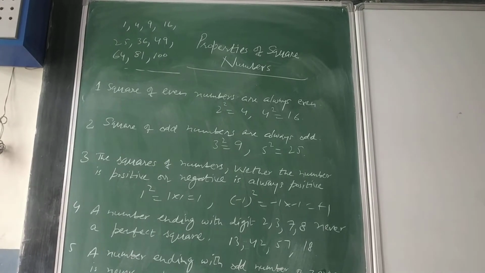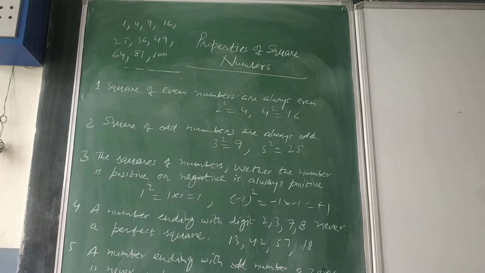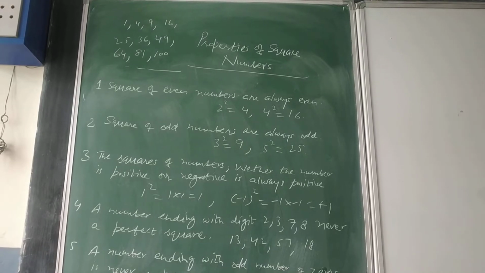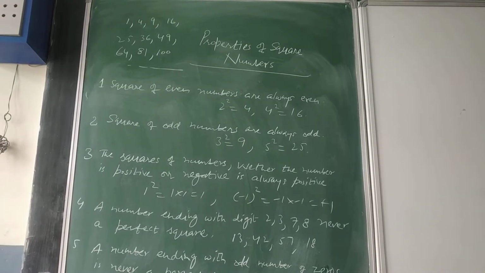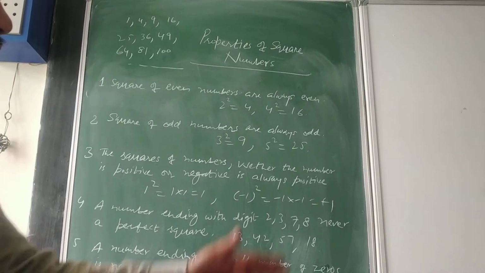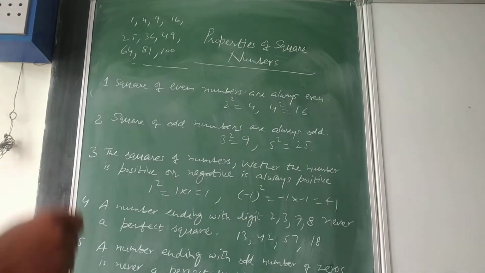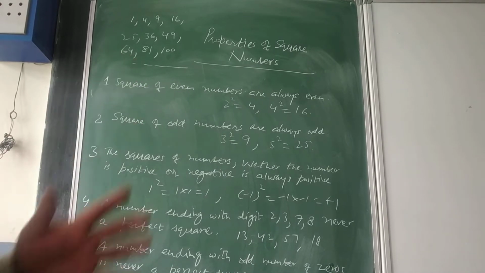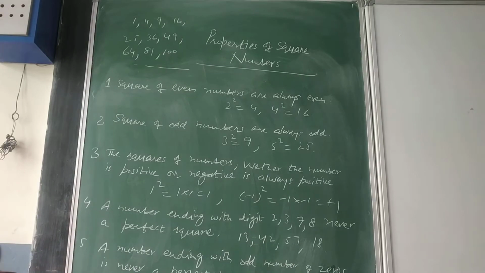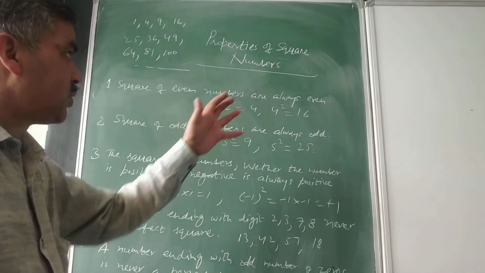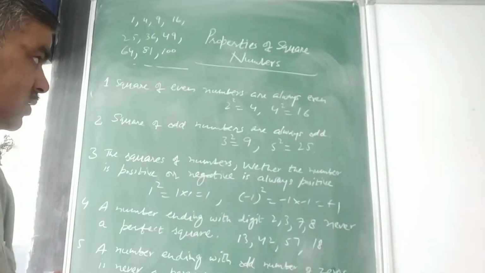What is the objective of this lesson? After going through this topic, what are the questions which we will be able to answer? Those are the aims and objectives of this topic: after going through at least the properties of square numbers, you will definitely be able to solve problems related to the properties of these square numbers.